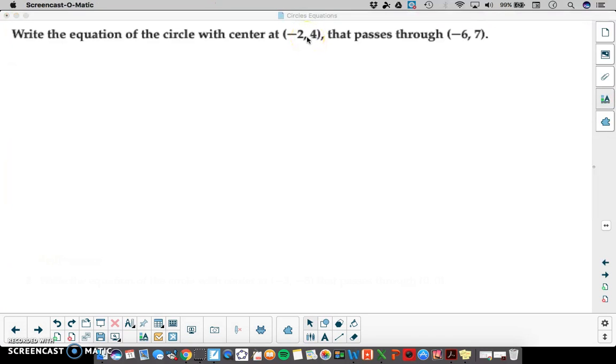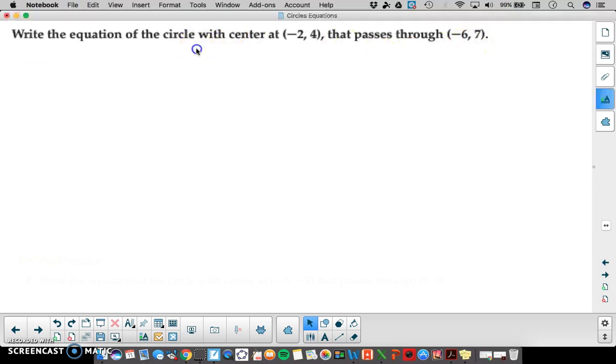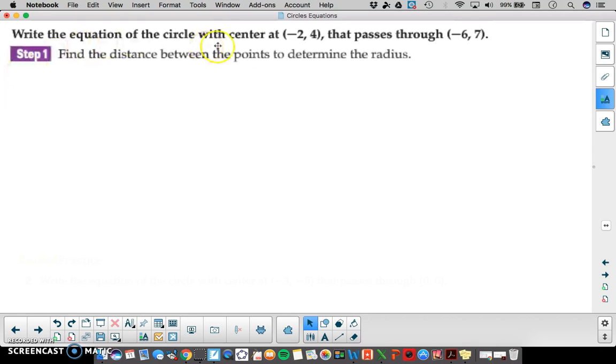Since we know the radius of the circle goes from the center to a point on that circle, we could find the length of it by finding the distance between the center and a point that it passes through. We were given the center and we're given a point that it passes through, so we just need to find the distance in order to determine what the radius's length is. So find the distance between the points to determine the radius.